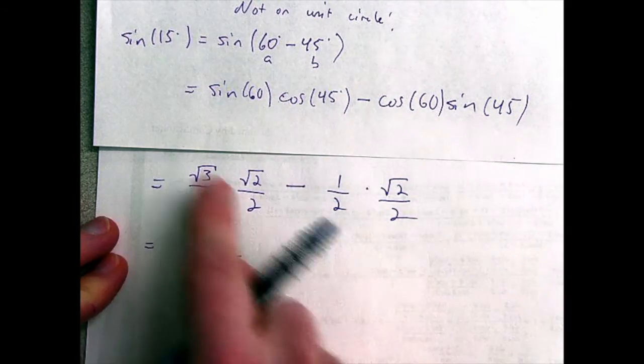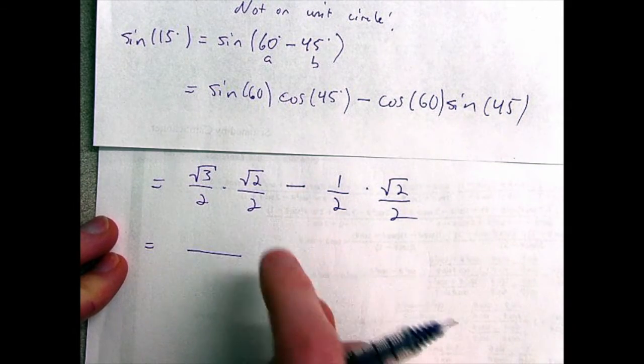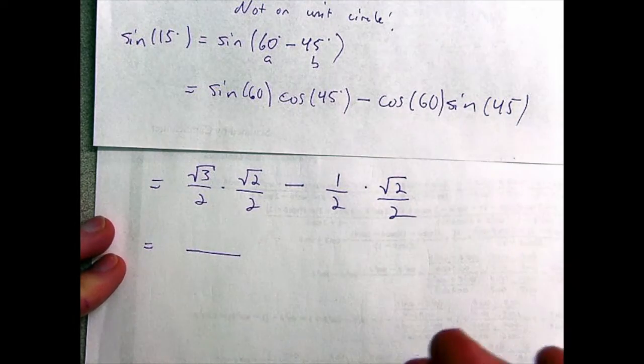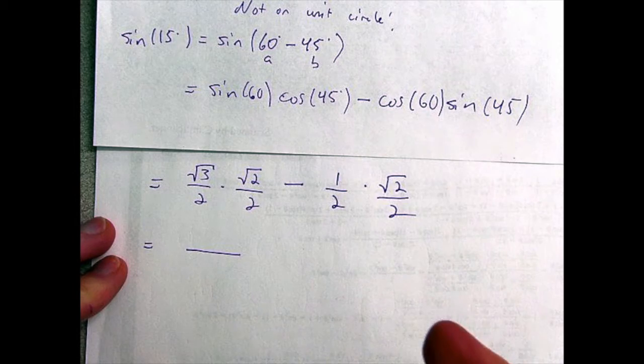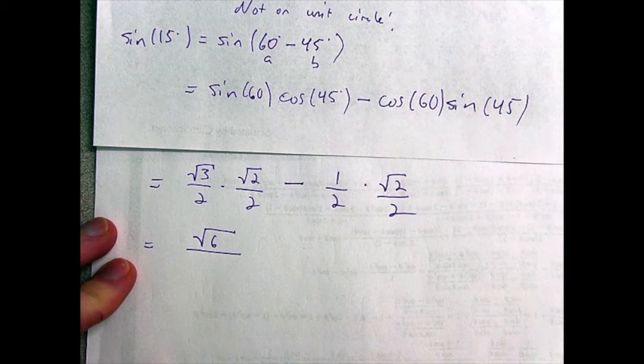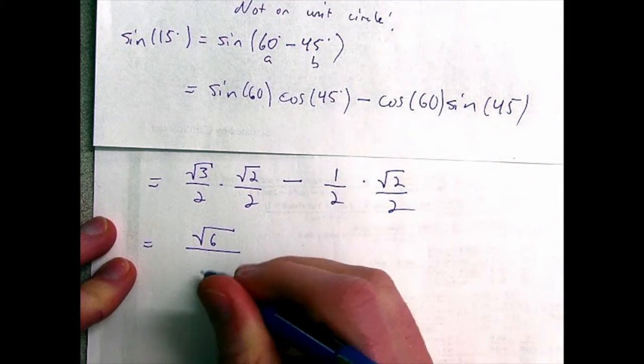So you multiply across the top and across the denominator. What do you get when you multiply root 3 with root 2? If you remember, when you multiply radicals, you just multiply the insides. So that's root 3 times 2, in other words, root 6. Okay. Denominator, 2 times 2, that's 4.